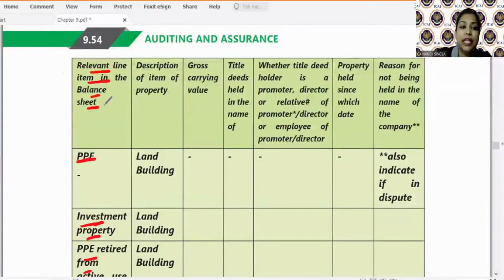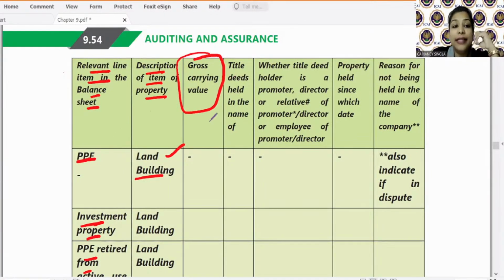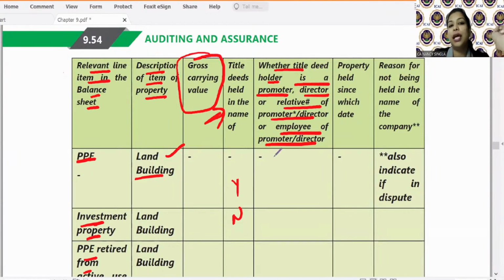Then description of the item of property, land and building है, वैसे तो land and building ही रहेगा because this is talking about what? Immovable property. What is the gross carrying value? Title deeds, whether these are held in the name of the company, yes or no. Whether title deed holder is a promoter. So if it is not held in the name of the company, whether the title deed holder is the promoter or the director or the relative of promoter director or employee of promoter director. ठीक है? Property held since which date? And the reasons why the same is not held in the name of the company.